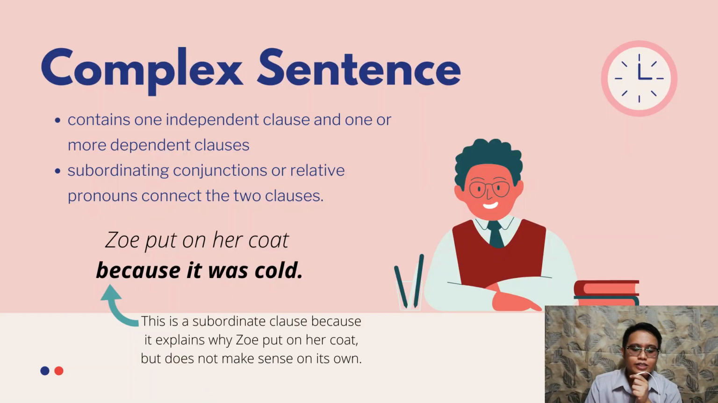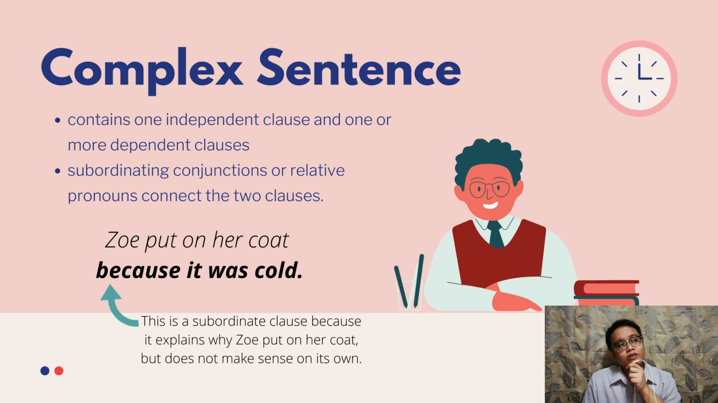Now, a complex sentence contains one independent clause and one or more dependent clauses. Okay? One independent clause and one or more dependent clauses. So, mugawas na diri ang ato ang dependent clauses. Now, subordinating conjunctions, again, as what I've told you in the last video, subordinating conjunctions or relative pronouns connect the two clauses. Let's say, for example here, Zoe put on her coat because it was cold.